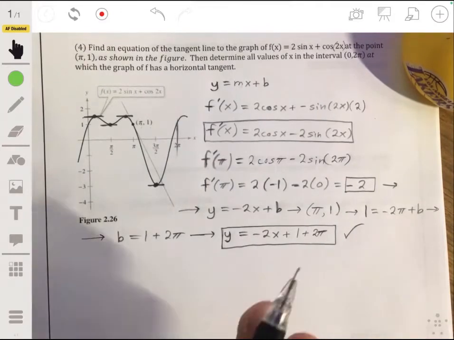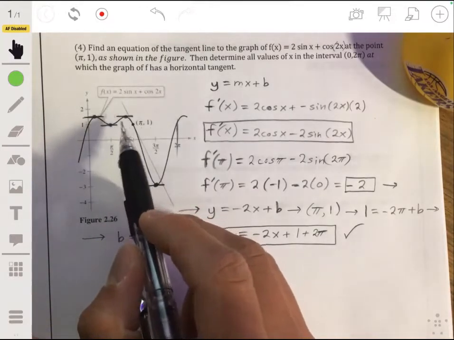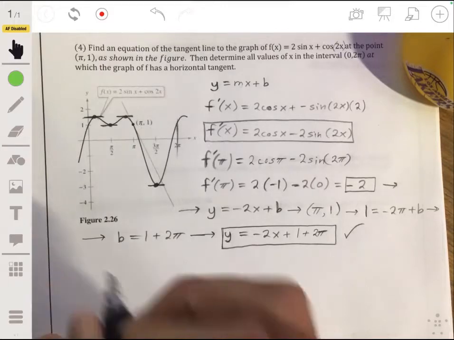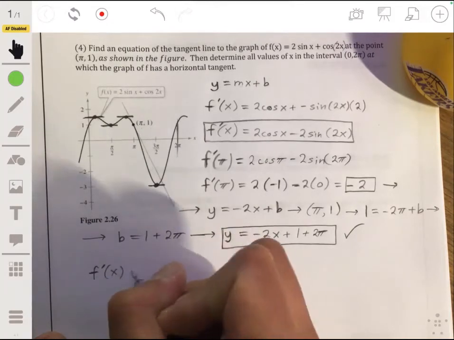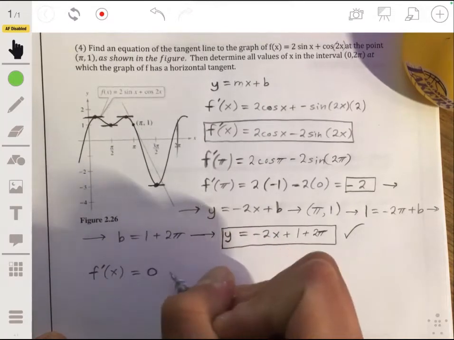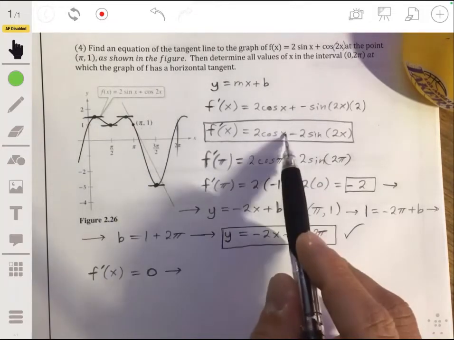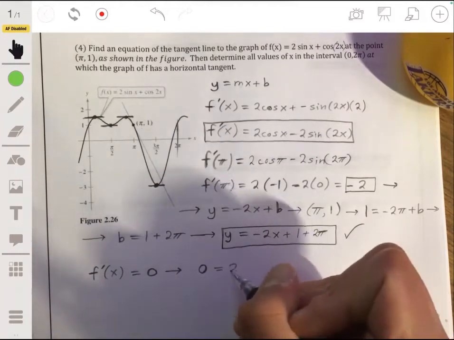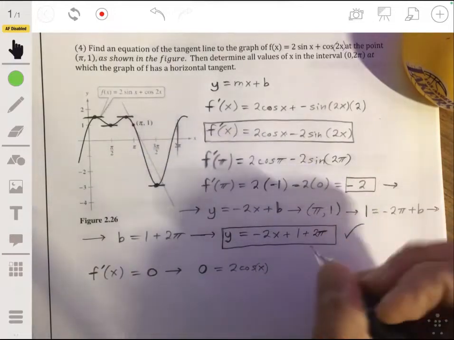So let's recognize the concept here. At each of these points, since we have horizontal tangents, that means the derivative at those points will be equal to 0. So essentially, you want to solve the equation f prime of x is equal to 0. And we want to find what x values satisfy this. So we have an equation for our derivative, which is right here. So we can go ahead and write this as 0 equal to 2 times the cosine of x minus 2 times the sine of 2x.